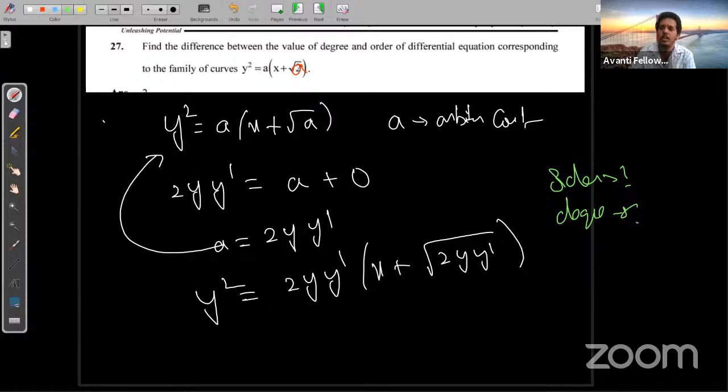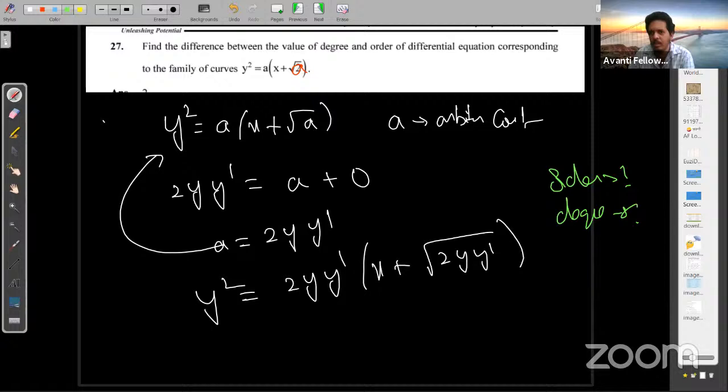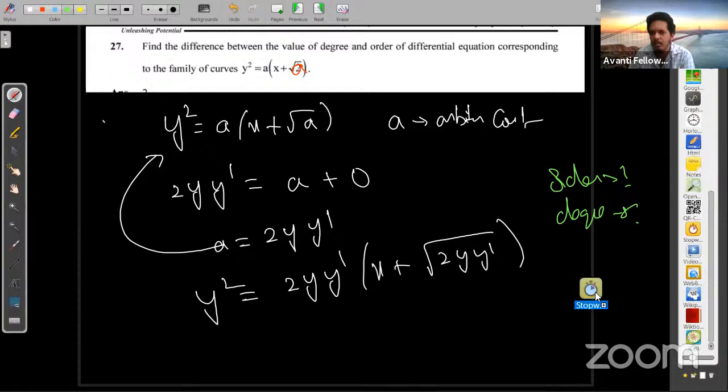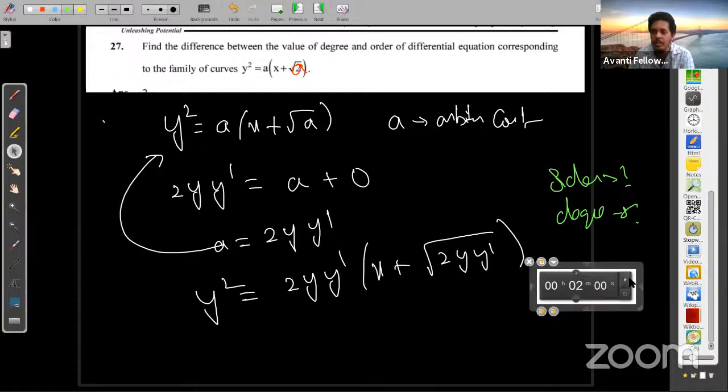Guys, I need everyone to try it once and give me the answer. Come on, guys, try to give me the answer. What could be the order? See, for finding the order and the degree, what is the logic behind that one? It will be what you say.